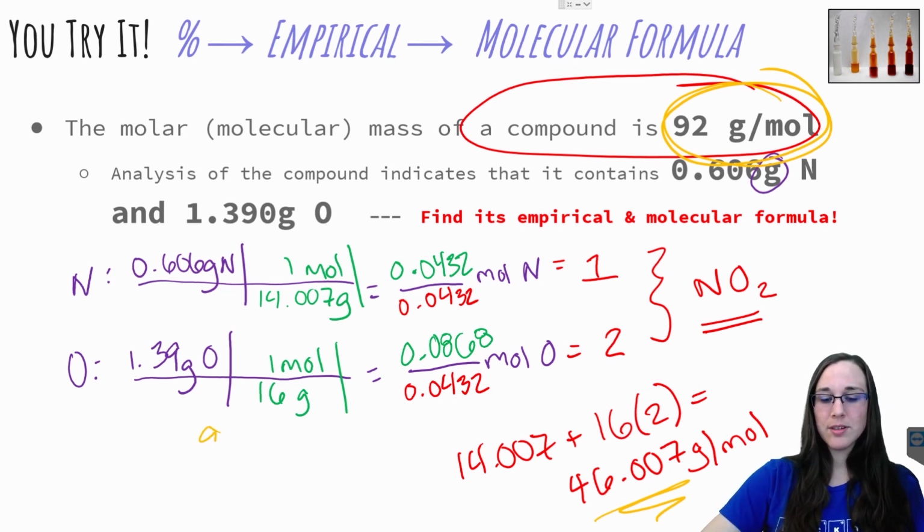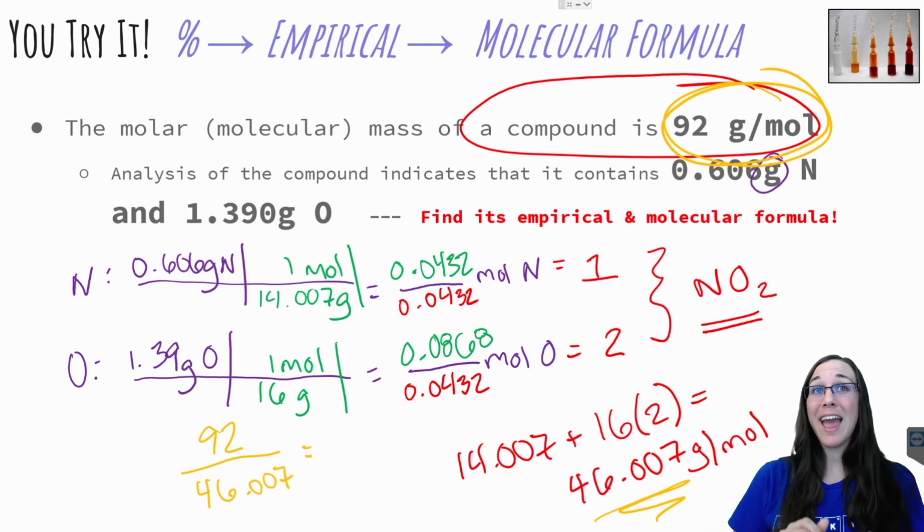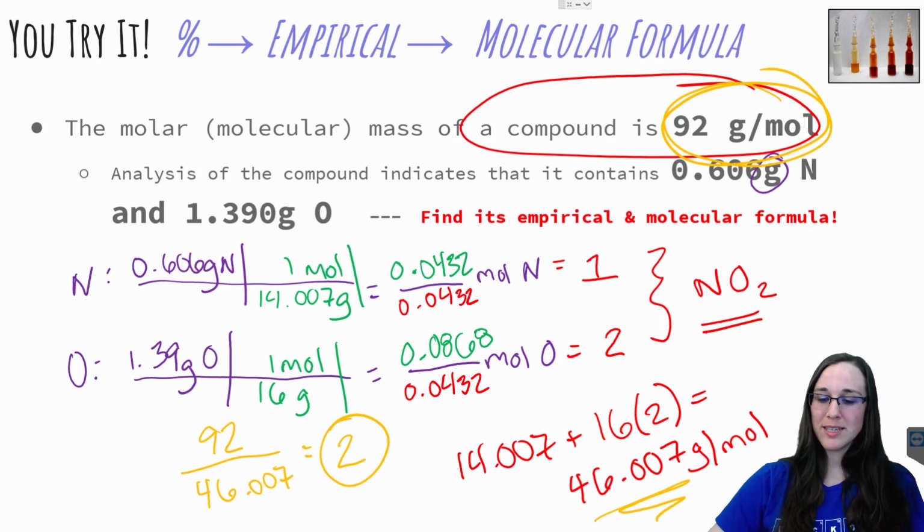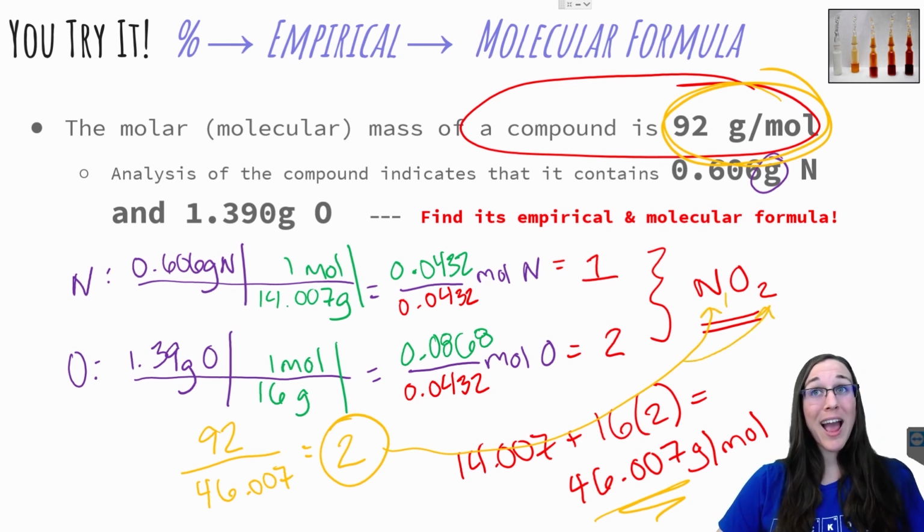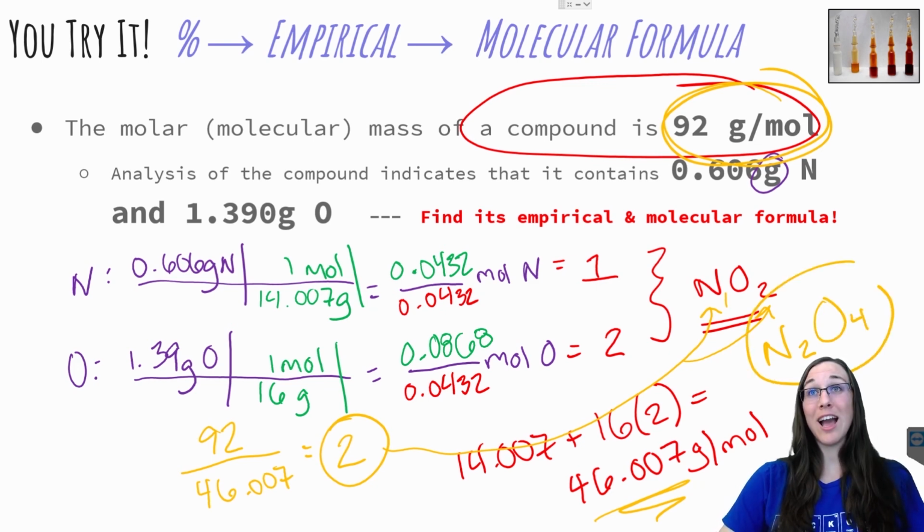So 92 divided by 46.007 should give us a whole number, and that whole number happens to be 1.999, close enough to 2. So we'll just say 2 is our whole number. 2 is our multiplier for our empirical formula. We're going to take our 2 and multiply it by the subscripts that are present in our empirical formula. So our actual molecular formula is N2, because 2 times 1 gives me 2, and 2 times 2 for oxygen gives me 4, so N2O4 is our actual molecular formula for the compound of interest.